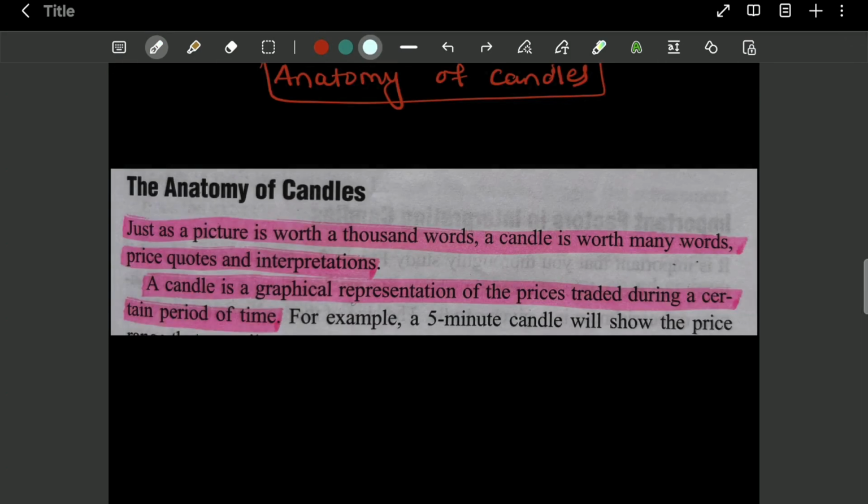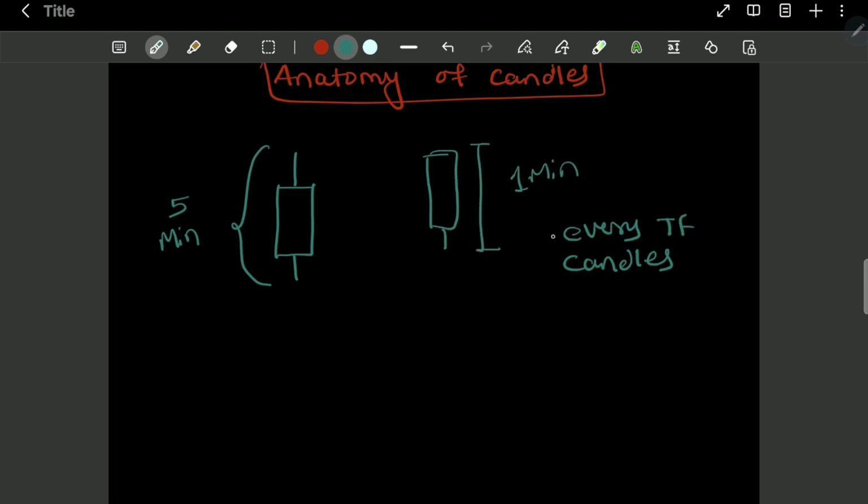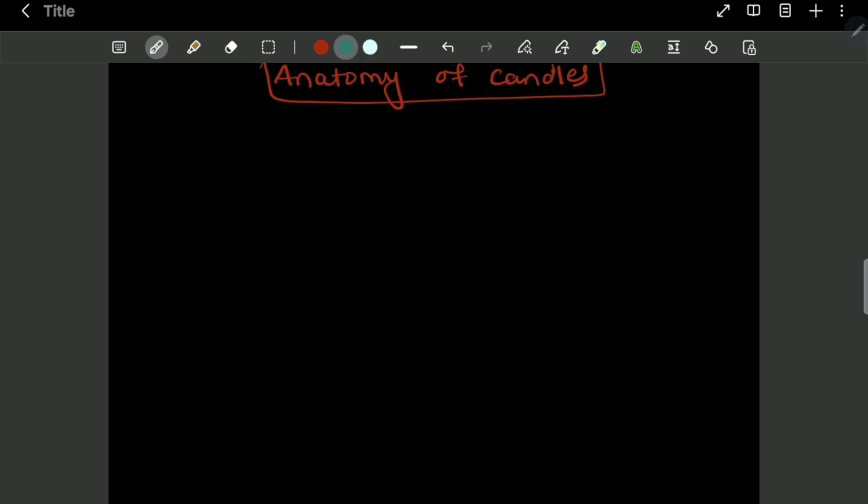Just as a picture is worth 1,000 words, a candle is worth many words, price quotes and interpretation. A candle is a graphical representation of the price traded during a certain period of time. Let's consider the 5-minute candle; it shows us the price movement that happened in those 5 minutes. Similarly, the 1-minute candle shows the price movement within 1 minute. Every time frame candle shows the price movement within that time period. If you know this, you can skip this part; it is for beginners.